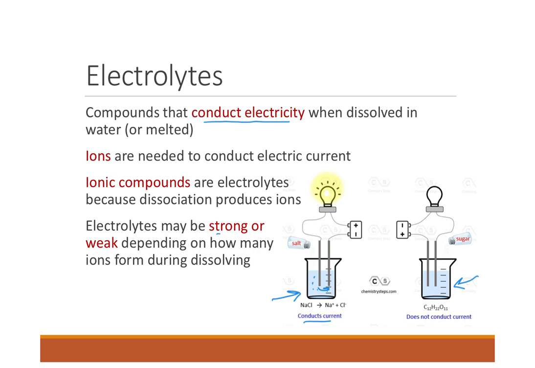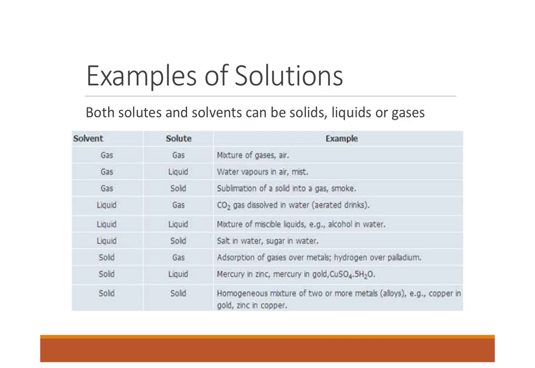Electrolytes can be strong or weak depending upon how many ions form during the dissolving process, and so the amount of electricity they will conduct can differ depending on the ions that are present.